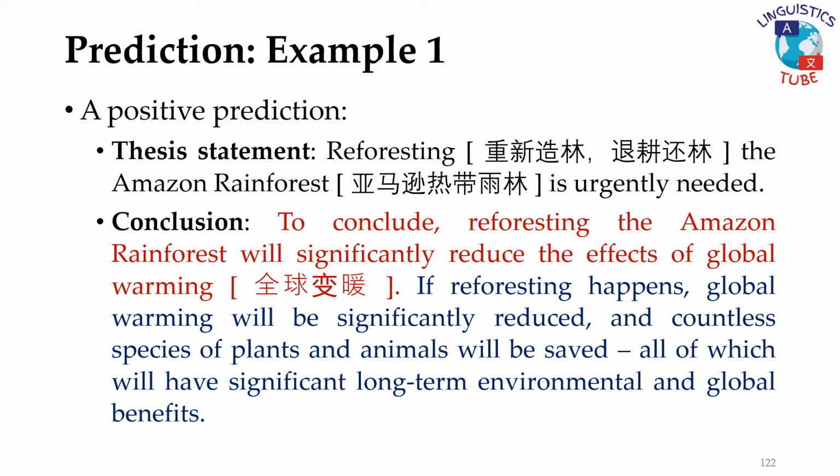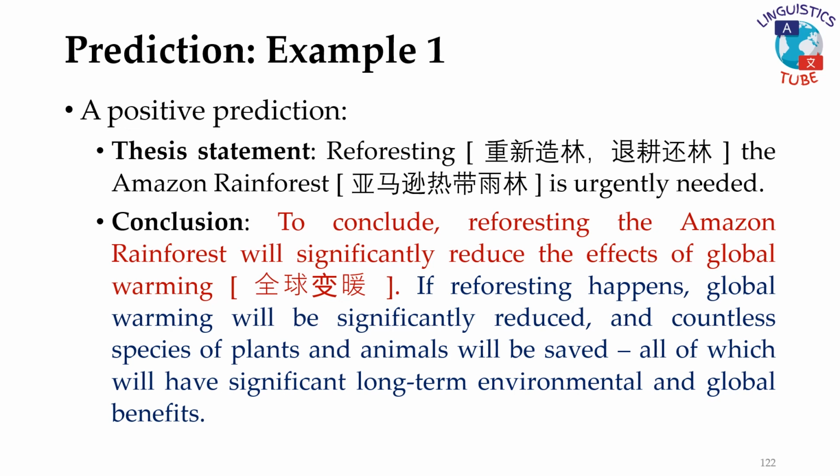Firstly, here is a positive prediction about what good things will happen in the future if the change does happen. The topic is, reforesting the Amazon rainforest is urgently needed. The thesis echo is in red, and the so what statement is in blue. I'll now read the entire conclusion.